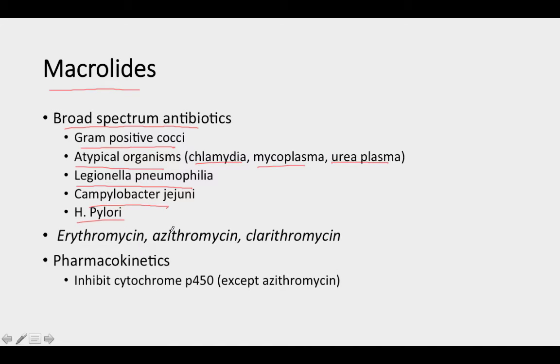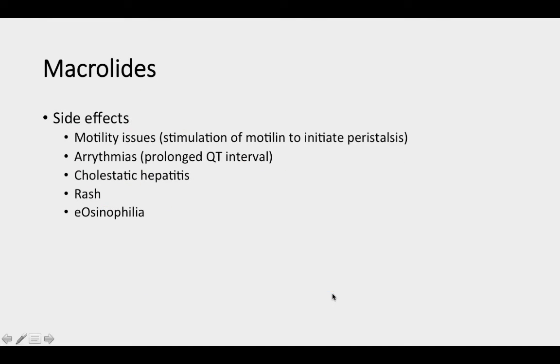Examples of macrolides, which I'm sure you've heard of on the wards: erythromycin, azithromycin, particularly in kids, and clarithromycin. There's also roxithromycin. So yeah, you see these drugs being used all the time because of their spectrum of activity. In terms of pharmacokinetics, again, good to remember, if you can, that they're a cytochrome P450 inhibitor, except for azithromycin, so they have a lot of drug-drug interactions.